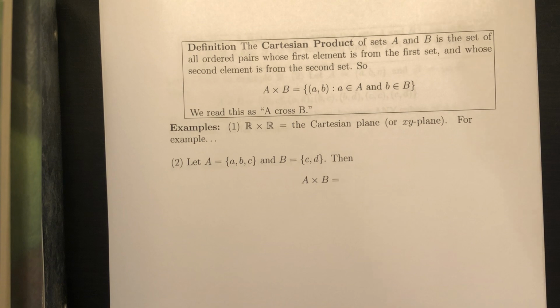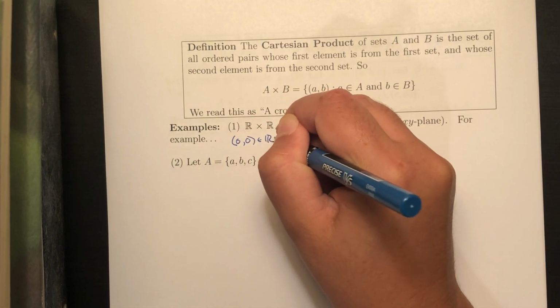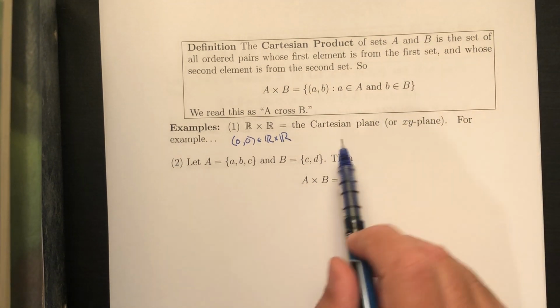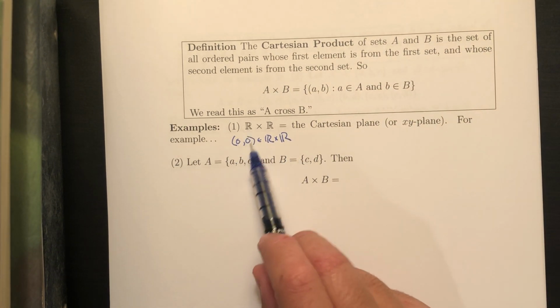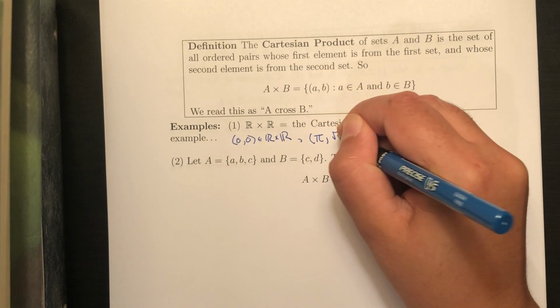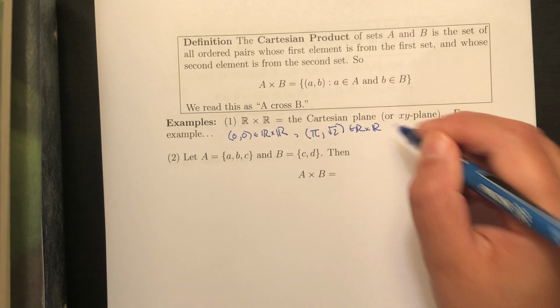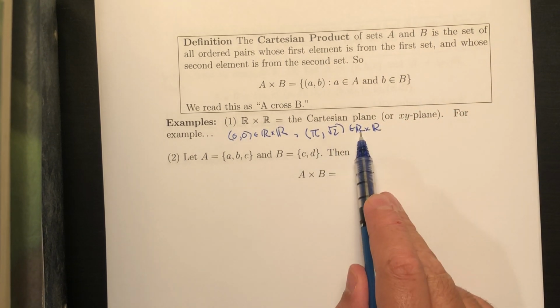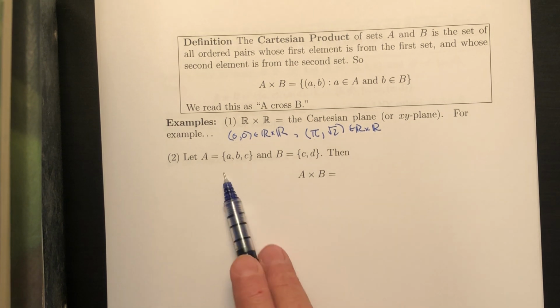So for example, you would have the ordered pair (0, 0) is in R cross R, the origin on the Cartesian plane, because 0 is an element of R and 0 is an element of R, but you'd also have points like (pi, square root of 2) is in R cross R, because pi is an element of the real numbers and square root of 2 is an element of the real numbers, etc. All right, let's do another example.